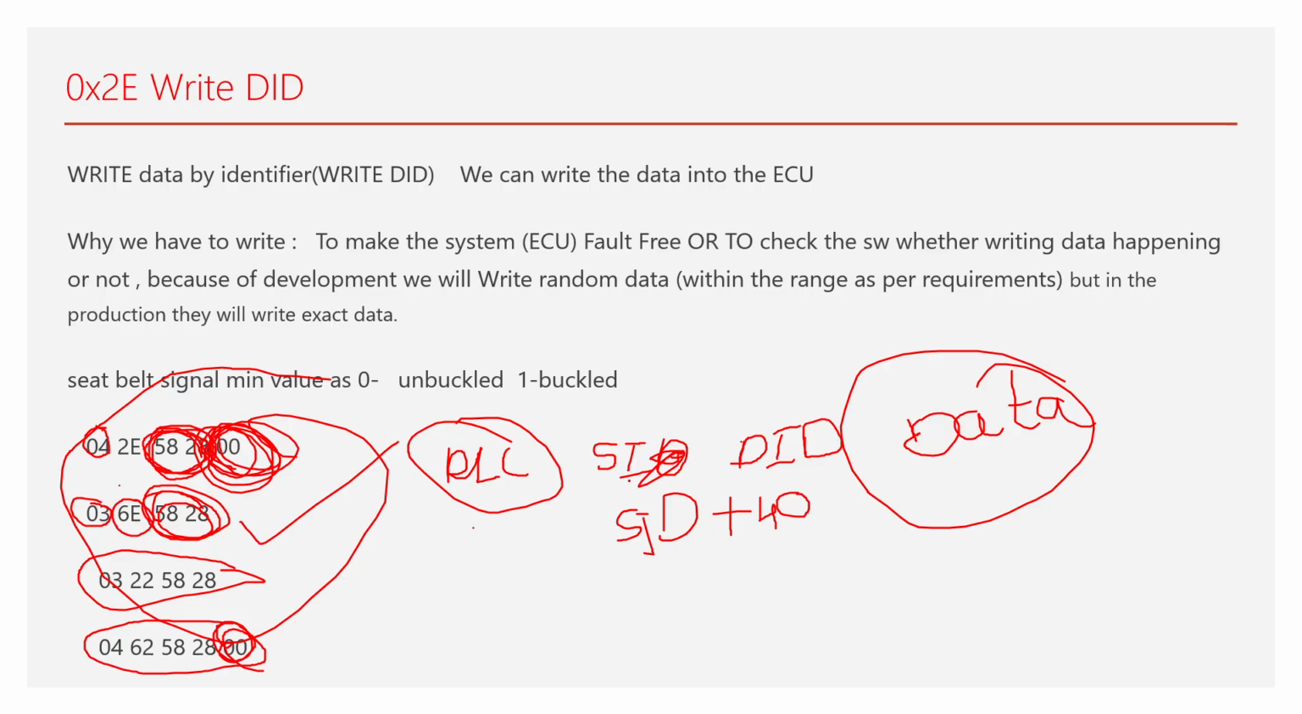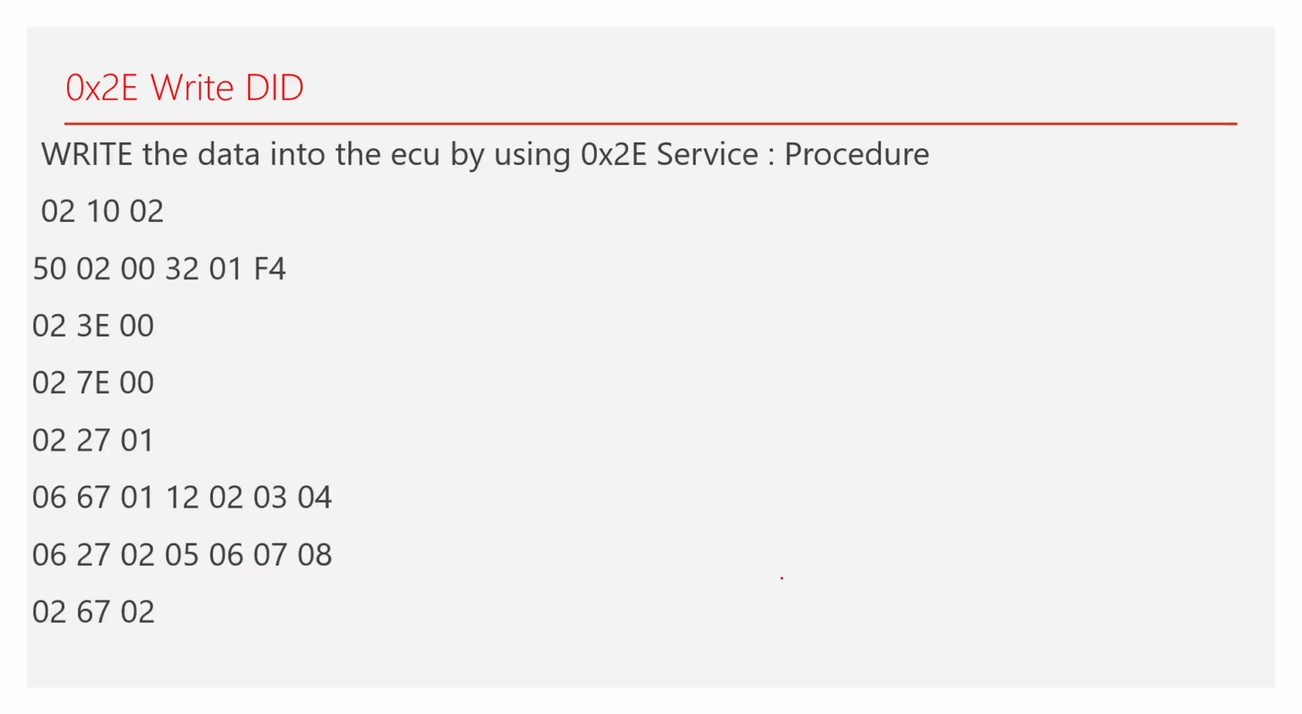Coming to the next example, we will discuss what frames we used. In this example, I will write the data to the ECU using the 2E service. What is the procedure of this 2E service? We have to go to the programming session here. This is the 10 service. Go to the programming session and we will get a positive response.